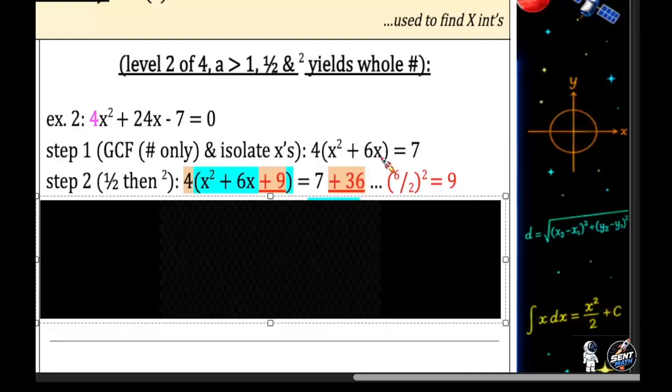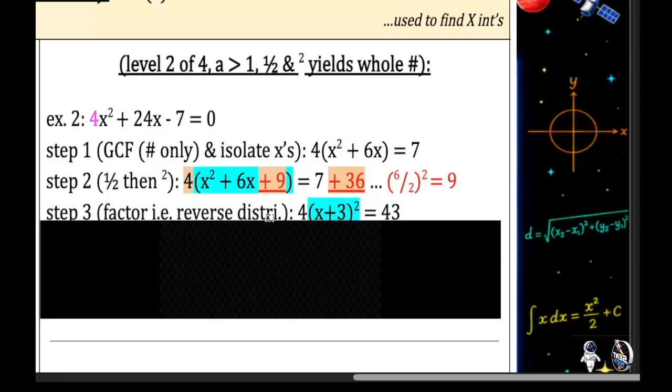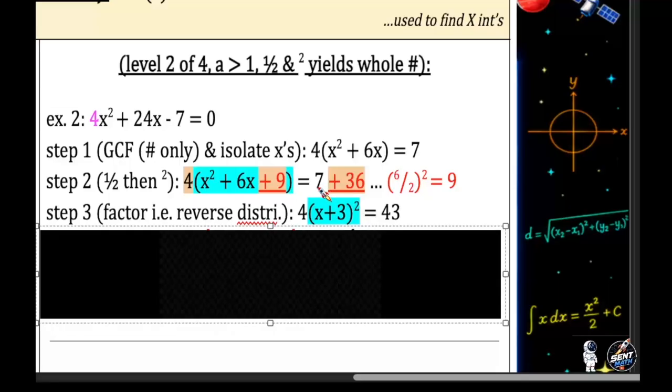So I'm adding 9 on the left side, to which you may think, well, I'm going to add 9 to the right side also. But you don't. You're adding 36 to the right side, because on the left side, even though it looks like you're only adding 9, you're truly adding 36, because of this 4 on the outside of the parentheses. You have to distribute the 4 to the 9 to see what you're really adding on the left side, which is 36. So if you add 36 on the left side, you have to add 36 on the right side.